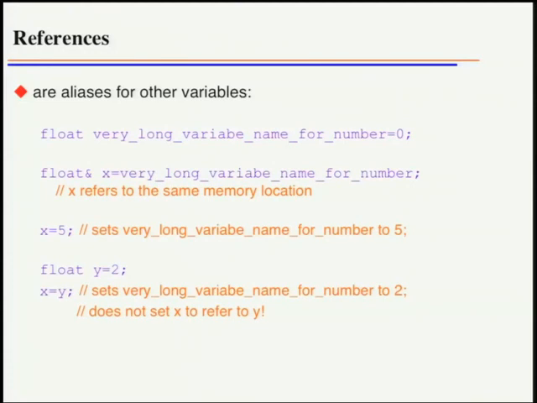Different than a pointer, you cannot point them to some other variable. So if you now declare a second variable y, then assigning y to x will set the original variable to the value of y, so 2. And it will not point x to this new variable. Okay.